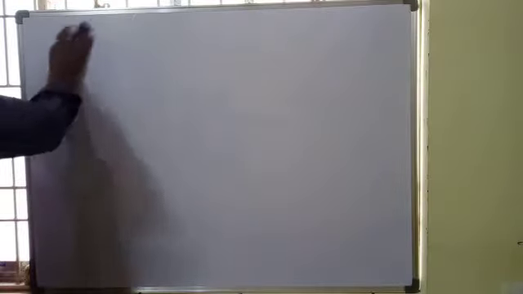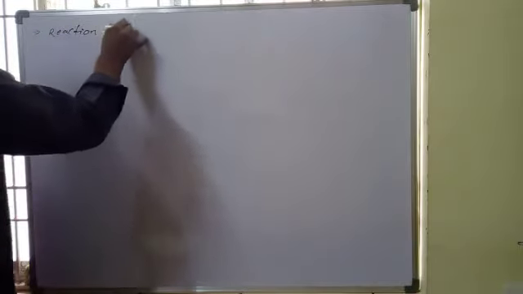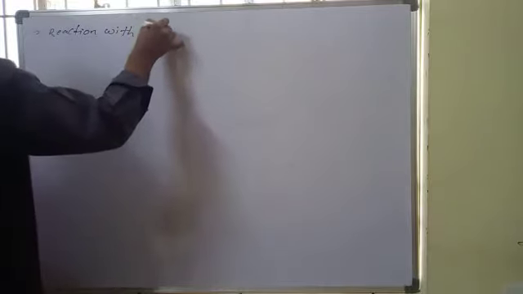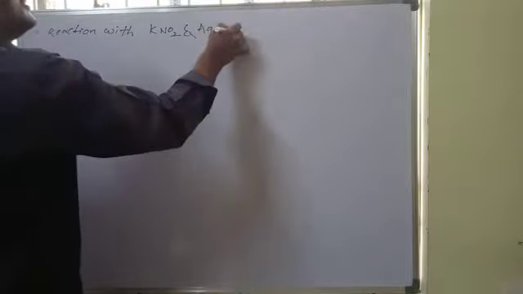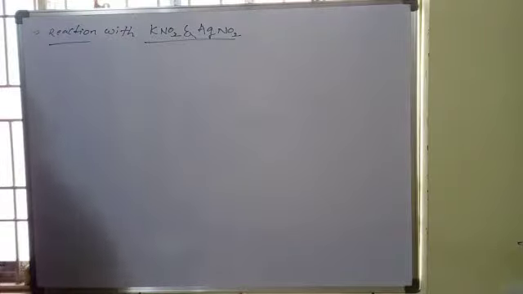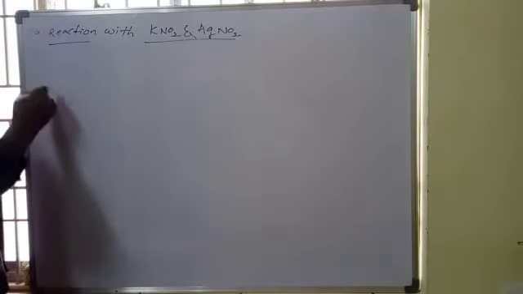Okay, hi students. Previously we discussed organic chemistry, chemical properties, reaction with silver nitrate, and potassium nitrate also we discussed. Now next is the reaction with KNO2 and AgNO2, potassium nitrite and silver nitrite.